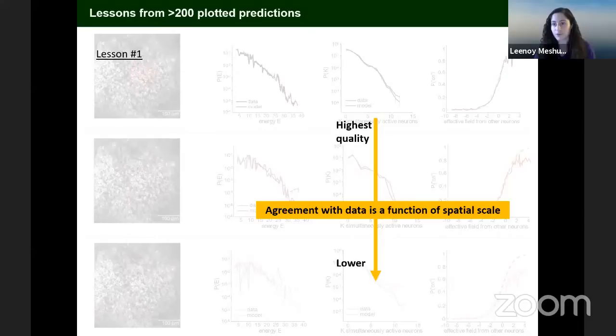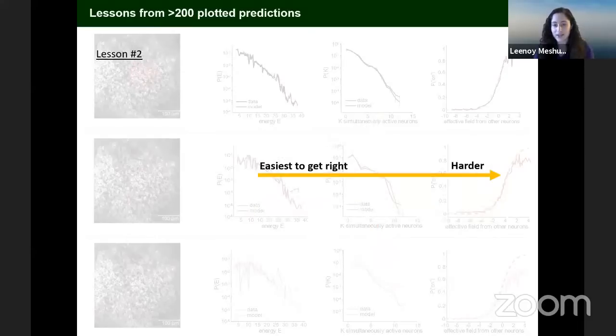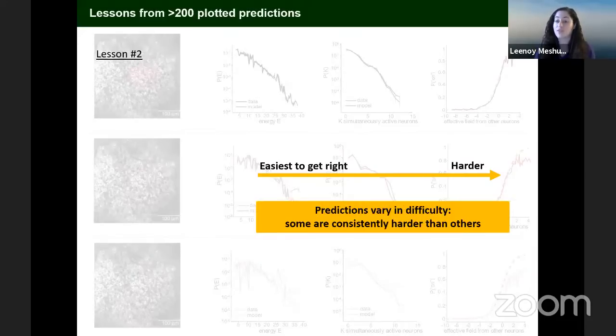Another lesson that we have from having this enormous testing ground, and maybe you can see I'm showing three predictions here, but it's true with the others as well, is that not all predictions are born equal. So not every prediction is as easy to get as another. Some predictions are harder to get in a consistent manner. The predictions vary in their difficulty. There are some that are always harder to get, even in the higher quality, tighter radius situation, and some that are actually much harder to get, and they're always harder to get.